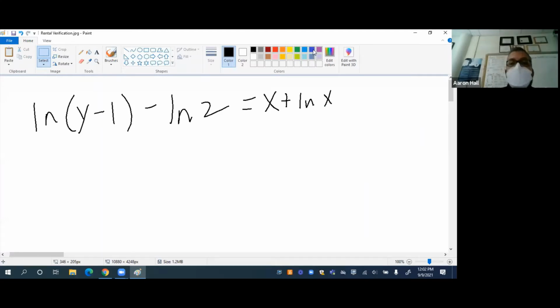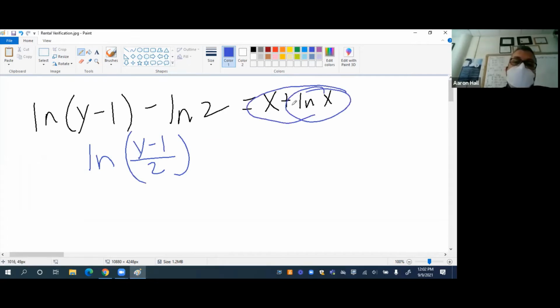So what I want to do is combine all these under one ln, right? How? Division. So this is going to give me ln of (y minus 1) over 2. Would you agree with that? It's the same thing. Now I want to do the same thing over here, but I have a ln here, but not a ln here.